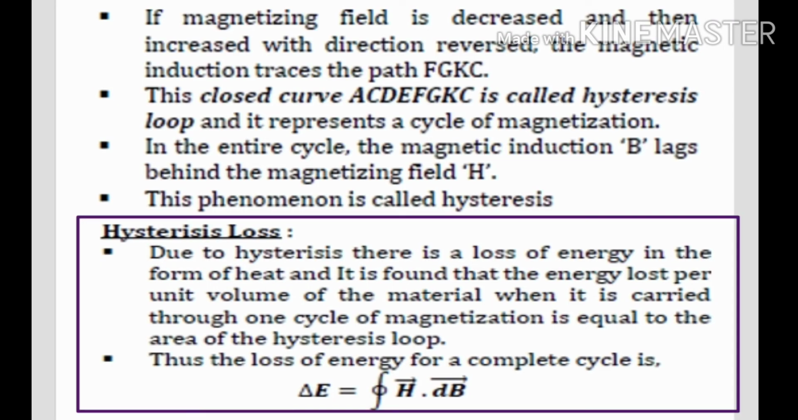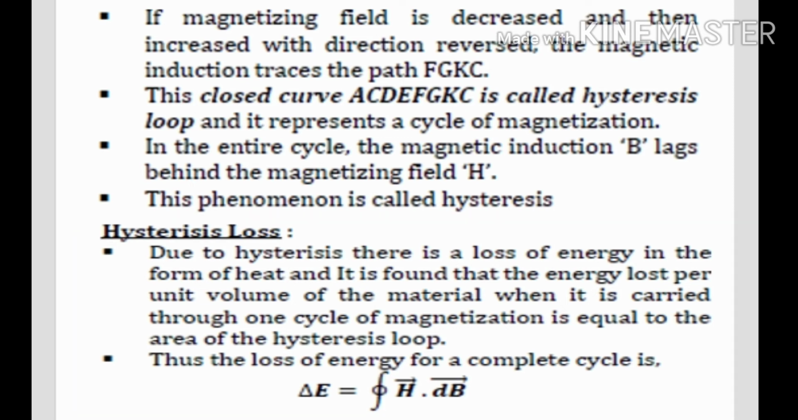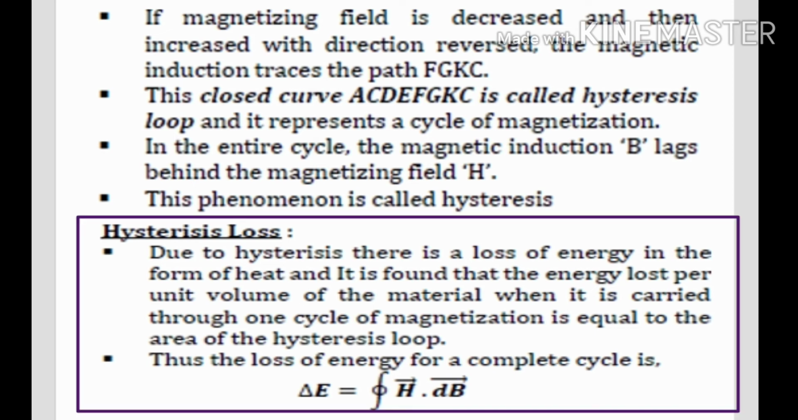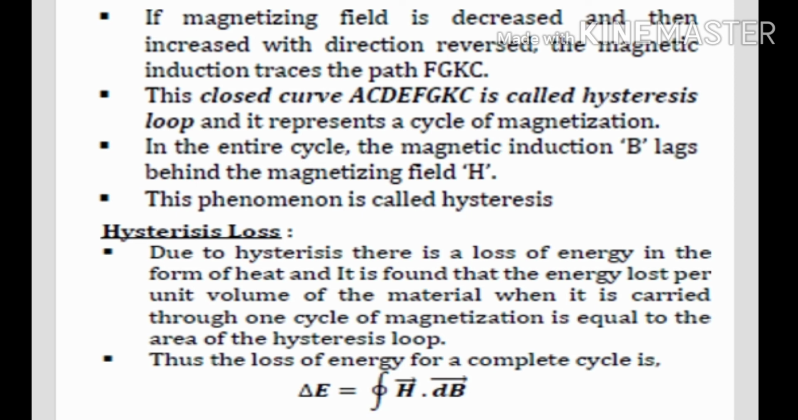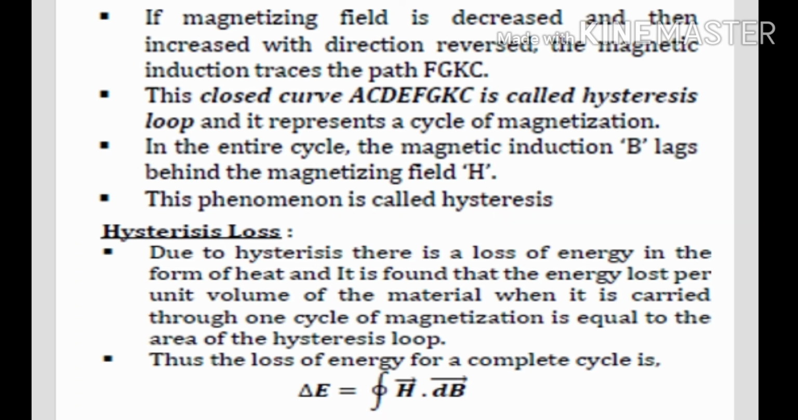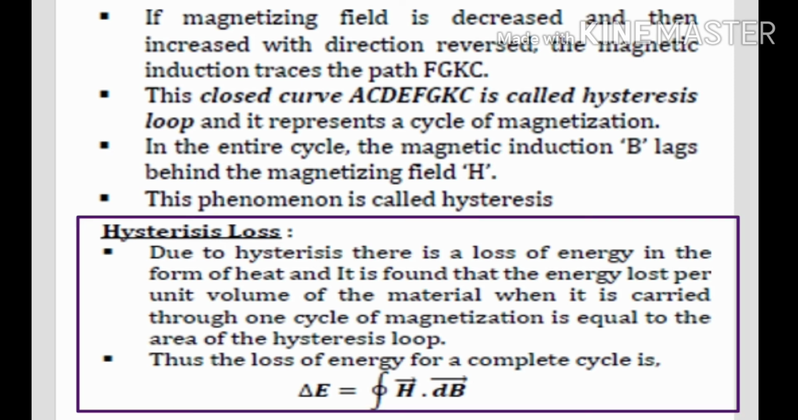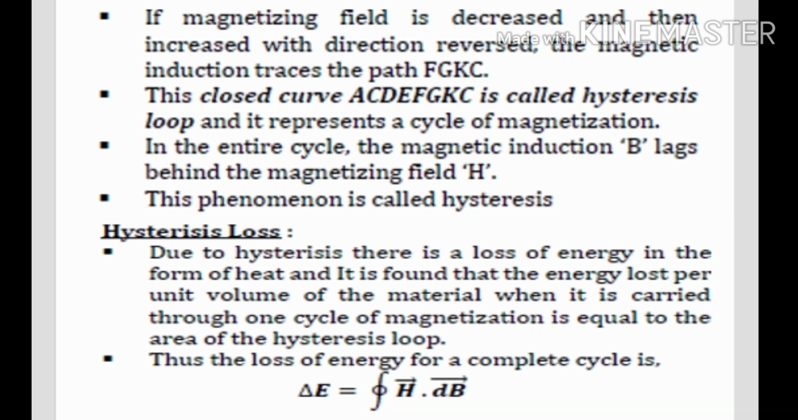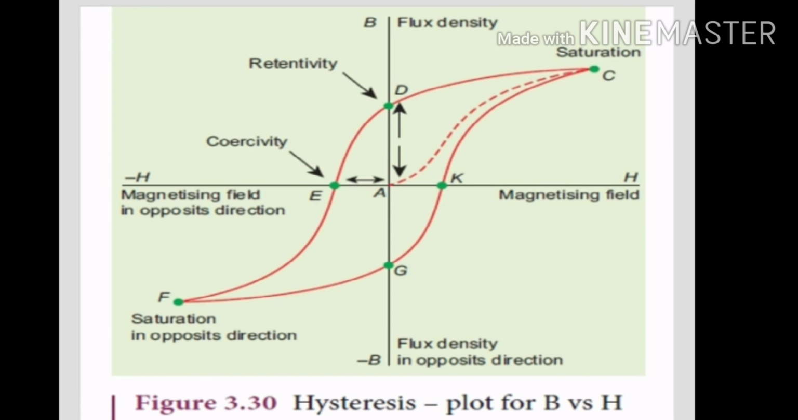Next one is about hysteresis loss. Due to hysteresis, there is a loss of energy in the form of heat, and it is found that the energy loss per unit volume of the material when it is carried through one cycle of magnetization is equal to the area of the hysteresis loop. Thus, the loss of energy for a complete cycle is written as delta E is equal to closed integral H vector dot dB vector. This picture shows a clear view of coercivity, retentivity and saturation.